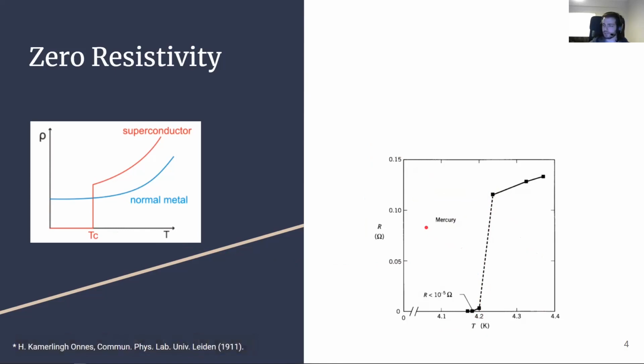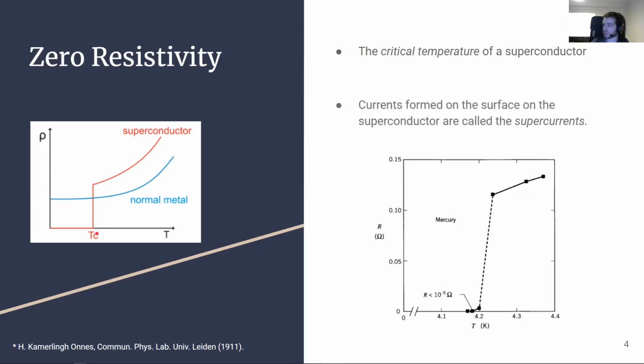And this temperature where we lose the resistivity, or where we see the phase transition, is called the critical temperature of a superconductor. In a normal metal, what we see is a saturation, but in a superconductor, at some critical temperature, we see a sudden drop, and then we see no resistivity at all. In a superconductor, we also don't observe any currents inside the material, but these supercurrents with no resistivity form on the surface of the material.